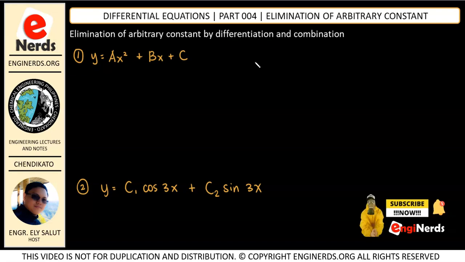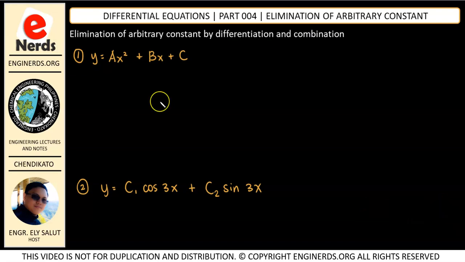Meron tayong itong gagawin natin ngayon, differentiation and combination. So, meron pa rin ibang paraan tulad ng isolation of constants and meron din tayong elimination by determinants. So, lahat ng yan gagawin natin sa ating succeeding videos. But for this lecture, what we're going to do is elimination of arbitrary constant by differentiation and combination.